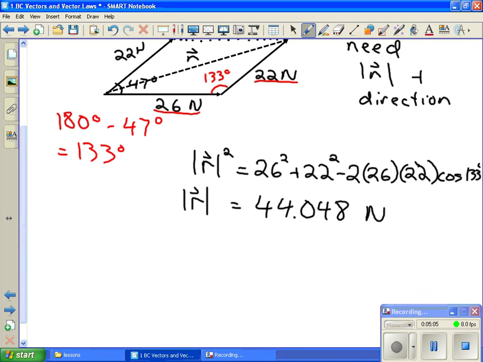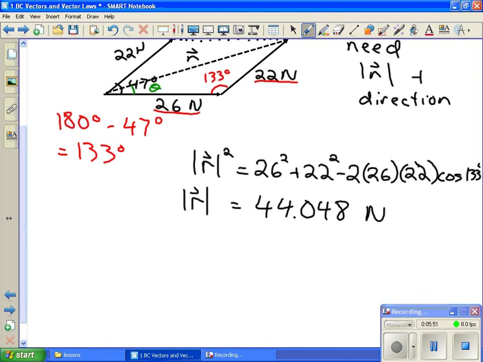We need to find the direction. The direction we can give relative to one of the vectors that we started with. So our resultant is here. If we find this angle in here between the resultant and the 26 Newton vector, we can use that to specify our direction. So we'll call this angle theta. And how can we figure out angle theta? Well, we know the magnitude of r, and we know that 133. So the length of this side and the size of the angle opposite. We want to find this angle in here. We know the length of the side opposite. So what can we use?